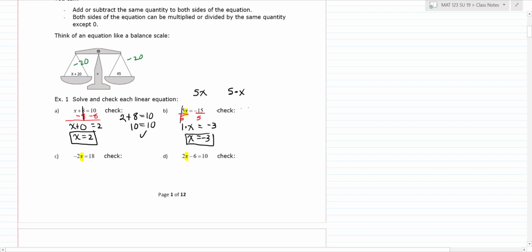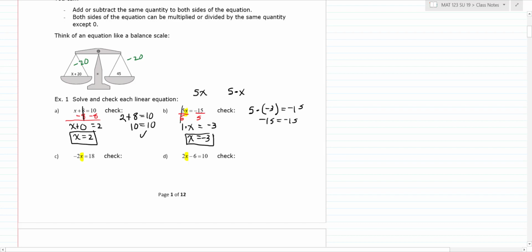How do you check? Well, you just plug it back in, do what the problem tells you to do. The problem is saying 5 times what number is negative 15. That answer plugs in. Negative 15 is equal to negative 15, so you're right.